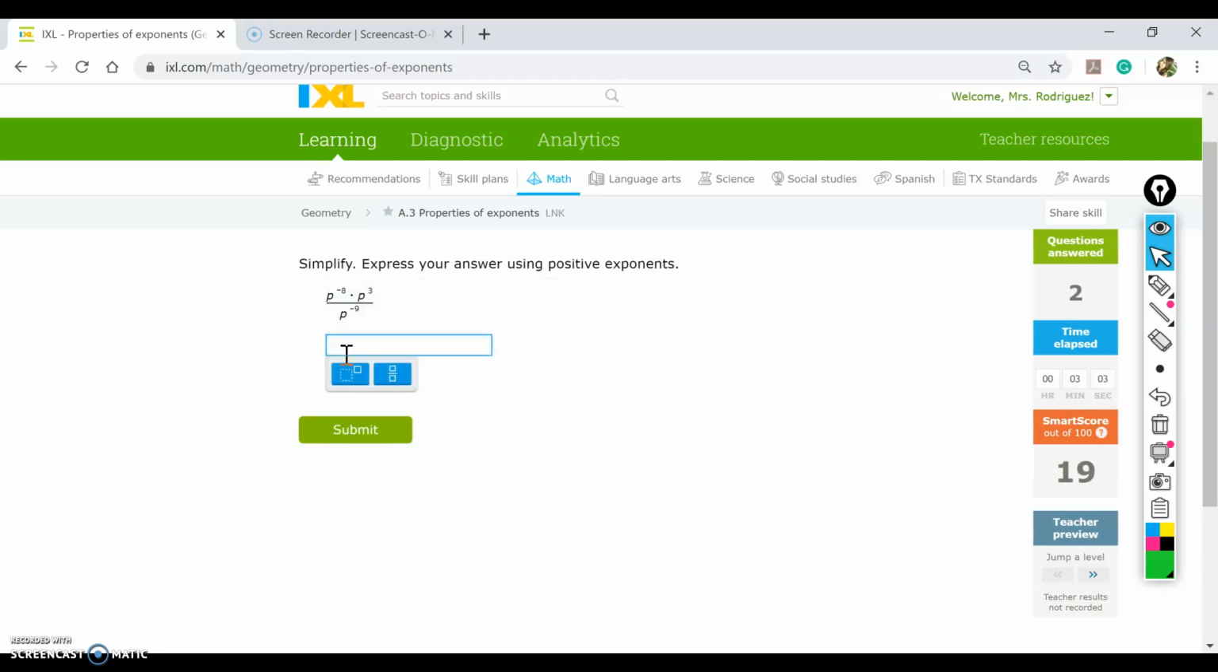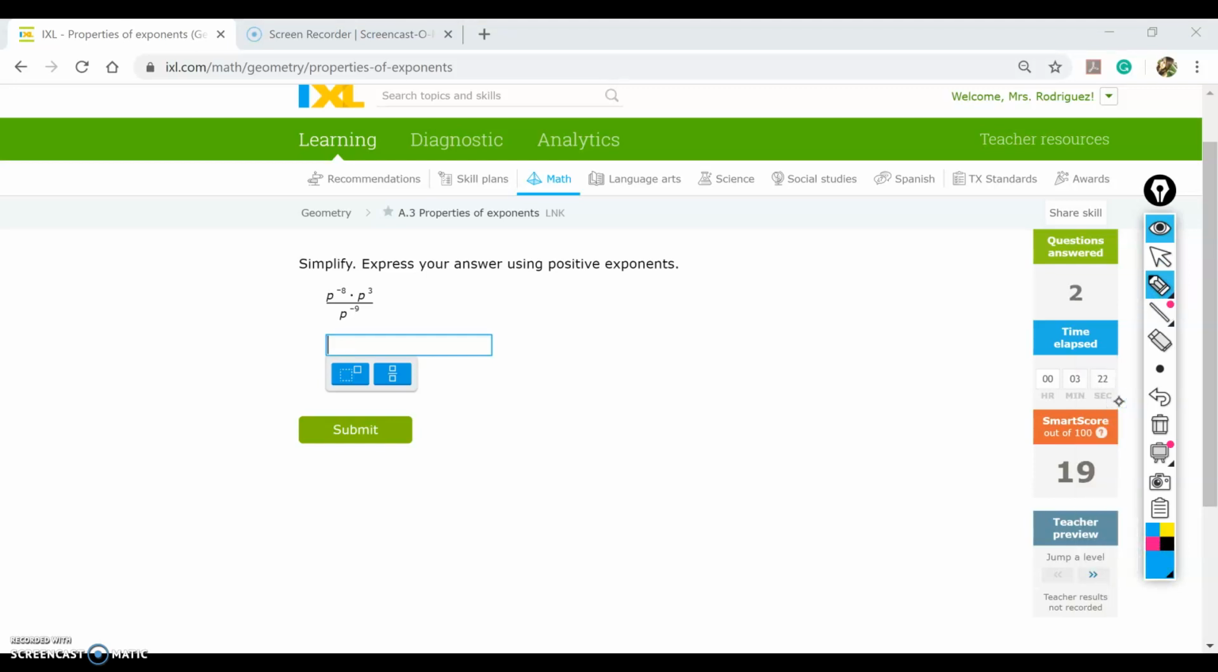Ooh, now look at this question. Negative exponent. A problem right here. Well, if you don't know how to do this question, you have two options. And here I'm going to show you the first option, which is making all of your exponents positive first. Before you do anything, make them positive.